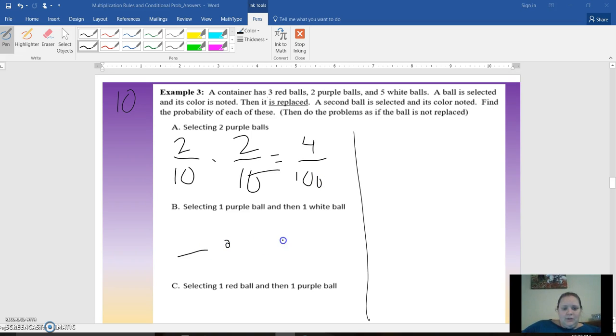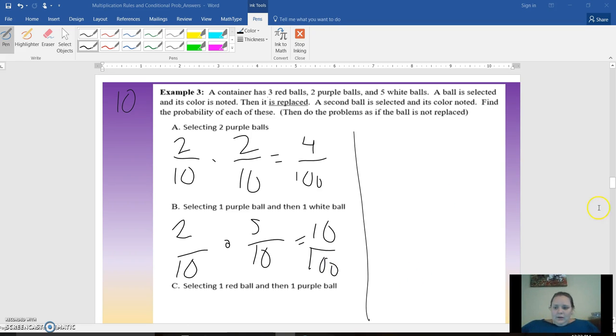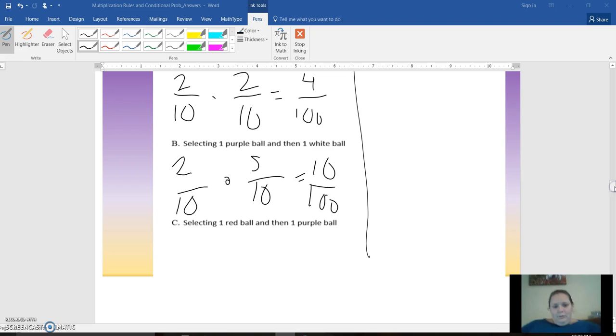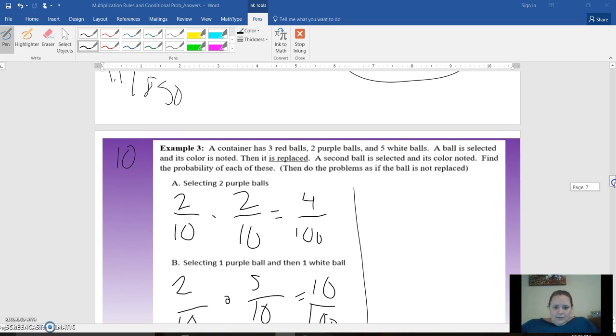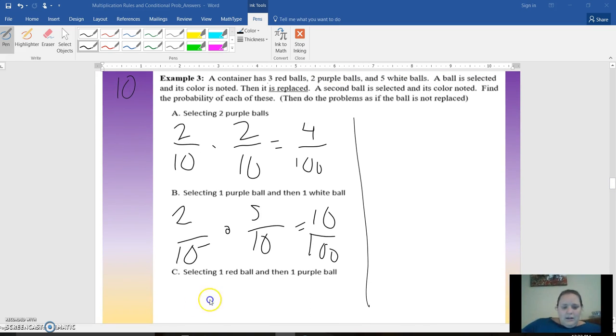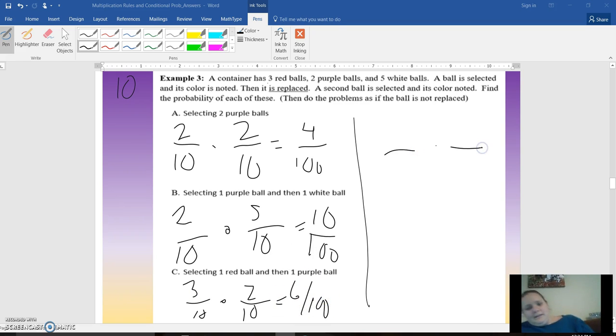You get a purple ball and a white ball. So there's 10. I'm putting the ball back, so I still have 10 balls. There are 2 purple balls and 5 white balls. I get 10 over 100. Get 1/10. And then a red and a purple. Right, red and purple. So there's 2 purples, and there are 3 reds. Get 6 over 100.